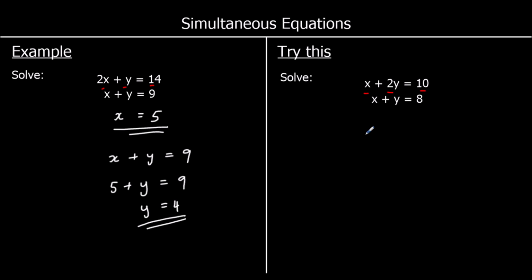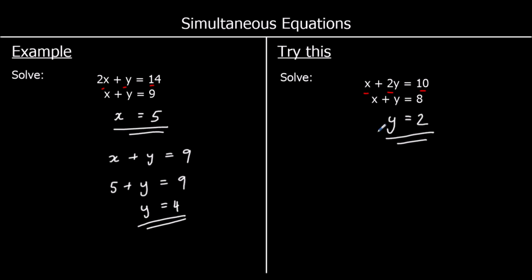x take away x is nothing. They're the same in both equations. 2y take away y is 1y. And 10 take away 8 is 2. So the difference between the two equations tells us that y is equal to 2.